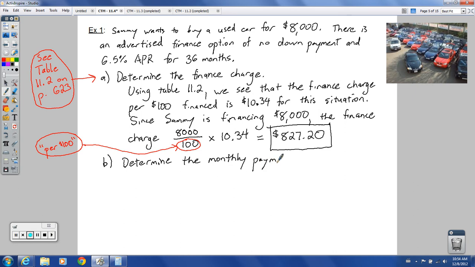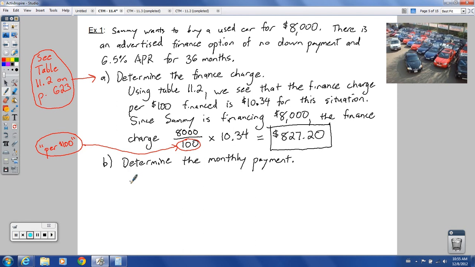And intuitively, I'm hoping this makes sense. Again, go back and rewind what I'm about to explain, if not. But you've got $8,000 you borrowed, and you're also going to be paying $827.20 on top of that. So your total monthly payment, if you have 36 months to pay this all back, the $8,000 plus this, we would just take this plus this and divide it by the 36 months. And so that's exactly what we're doing here.